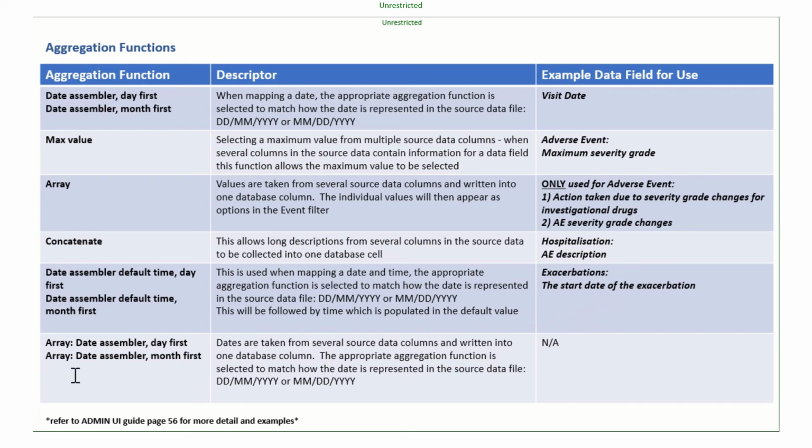And finally, array date assembler day first, array date assembler month first. Again, this allows dates to be taken from several source data columns and written into one database column. And here again, as described earlier, the appropriate aggregation function is selected to match how the date is represented in the source data file. There is more detail on aggregation functions with some specific examples in the Admin UI guide, page 56.